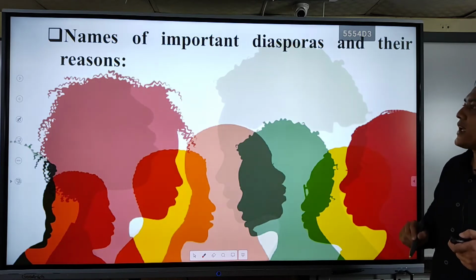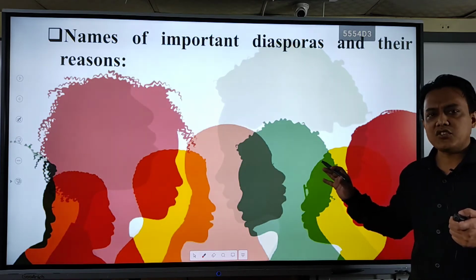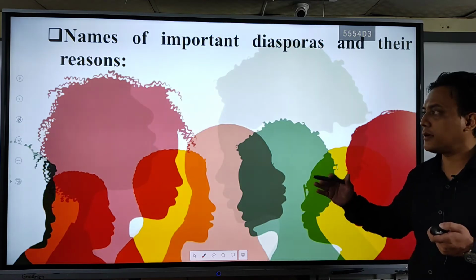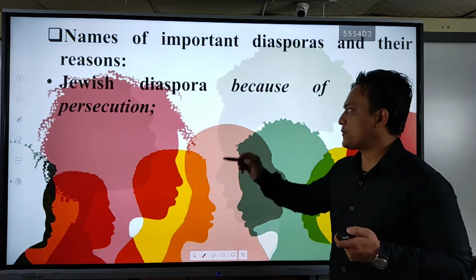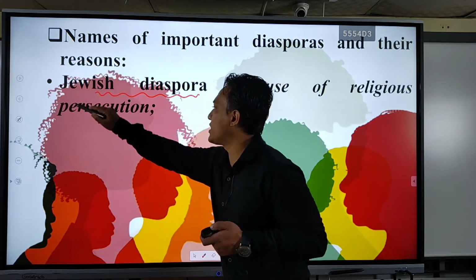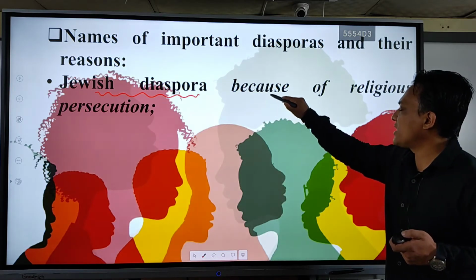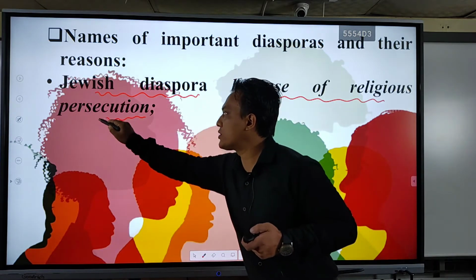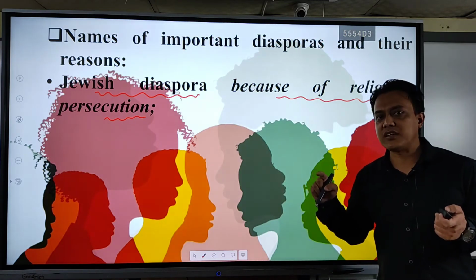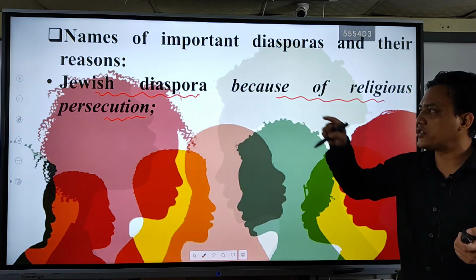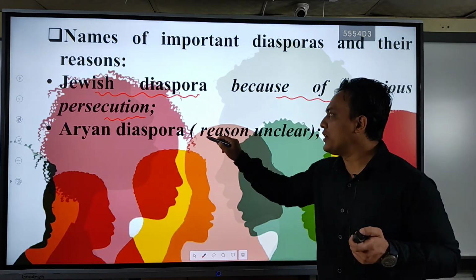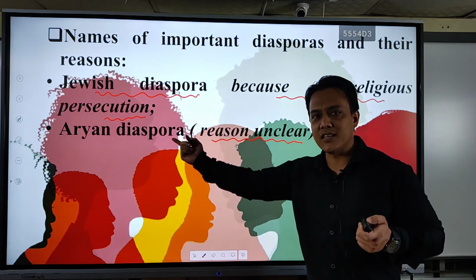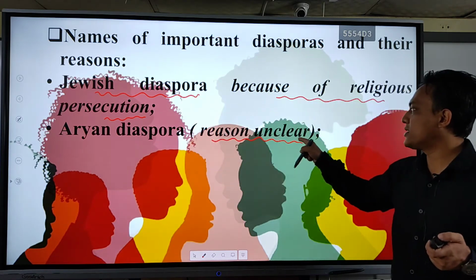Names of important diasporas and their reasons. The passage mentions several names of diaspora, and these names as well as their reasons have been mentioned in this slide. Jewish diaspora: the reason is religious persecution. It is not directly mentioned in the passage, but in an indirect way it is mentioned that religious persecution is responsible for the Jewish diaspora. Then Aryan diaspora. The passage mentions that the reason of Aryan diaspora is unclear.